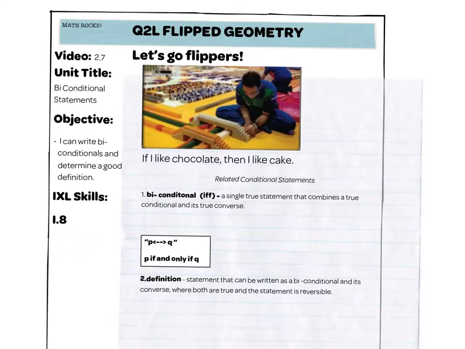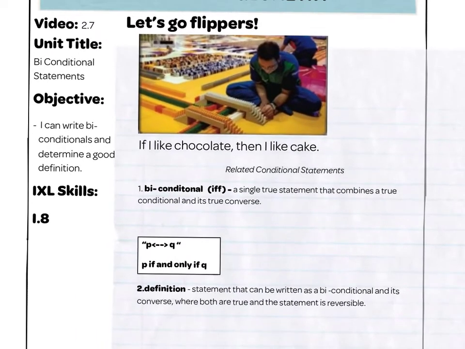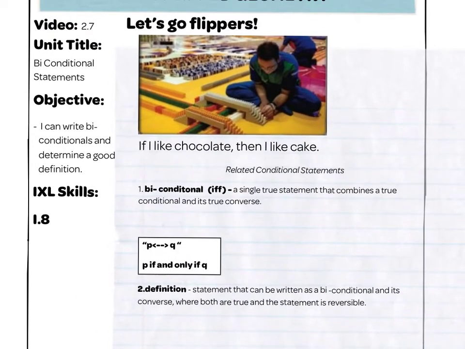Alright, let's go flippers. So what we want to do, again, is refer to the statement that we've been working with. That is our conditional statement: if I like chocolate, then I like cake. Here is a new related conditional statement, and it is called the biconditional. And this IFF means if and only if. It's a shorthand, so if you ever see this anywhere, that's what that means. A biconditional statement is a single true statement that combines a true conditional and its true converse.